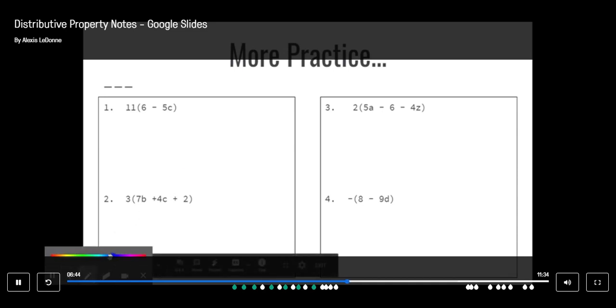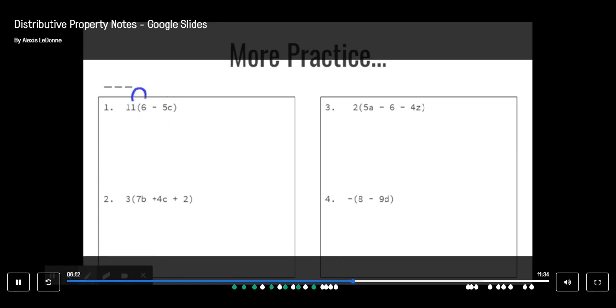All right, I just want to work with a couple more practice problems with you. All right, so here I have an 11 times 6 will give me 66. 11 times, this is a negative 5c, so a positive 11 times a negative 5 gives me a negative 55c. I cannot put these together, so this is my final answer.